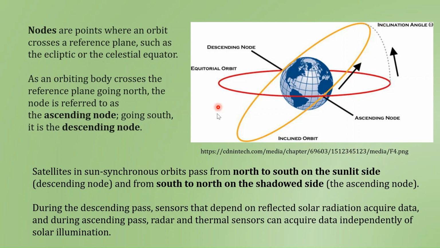Satellites in the sun-synchronous orbit mainly pass from north to south on the sunlit side, that is the descending node, and from south to north on the shadowed side, that is the ascending node. During the descending pass, the sensors which depend upon reflected solar radiation acquire the data, and during the ascending pass, the radar or thermal sensors which do not depend upon solar radiation capture the data from that particular area. So for both passes, we can have the acquisition of data in one complete revolution.